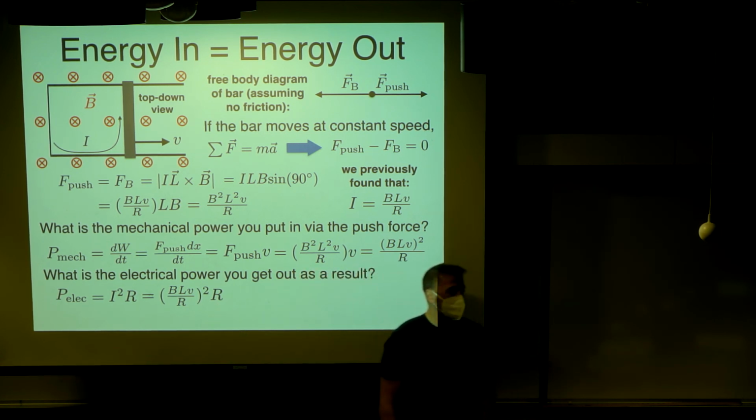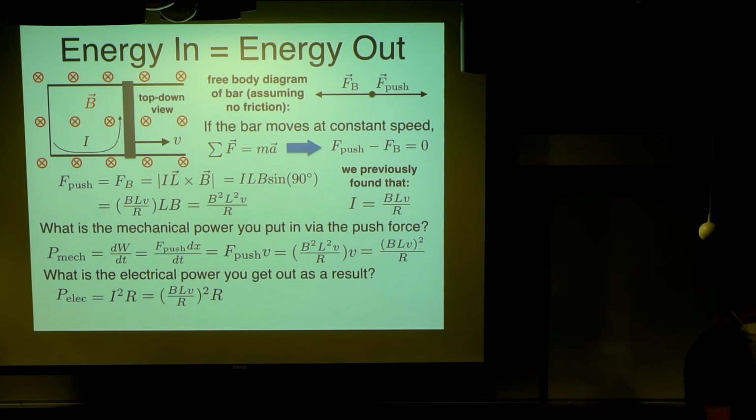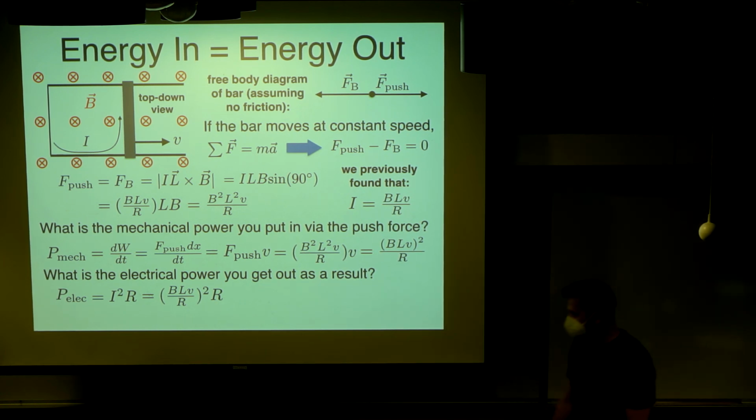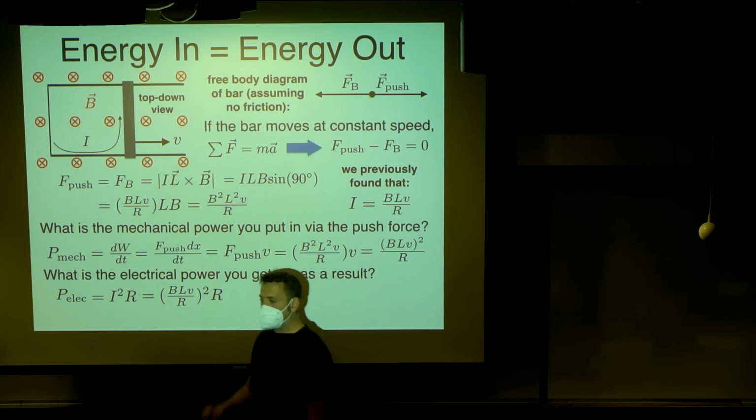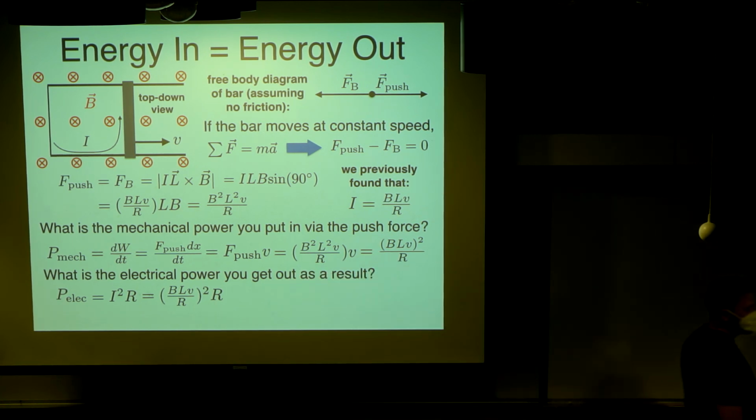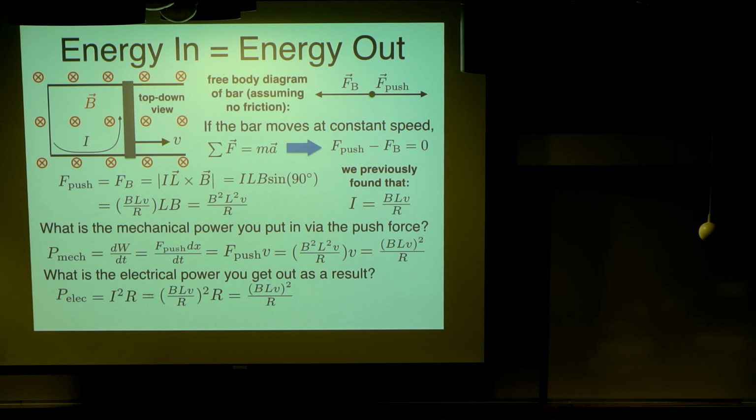So what does that work out to when it's all said and done? Well, we're going to have B, L and V all being squared on the top. And then we'll have 1 factor of R on the bottom if you collect all the terms. So what do we have? We have BLV all squared divided by R. These match, don't they?